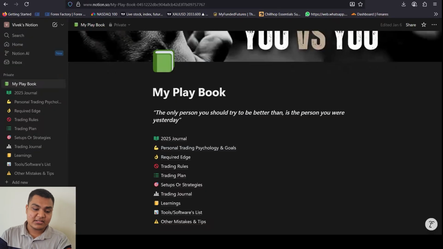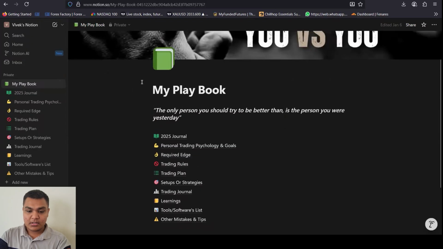So what does a playbook contain? A playbook contains particularly four to five important things. This is my own playbook which I have designed for myself. You can build your own in Word, Excel, PowerPoint, whatever. I built it using a Notion template. You can also use Notion to build your own playbook. Recently I have been using this 2025 general one.